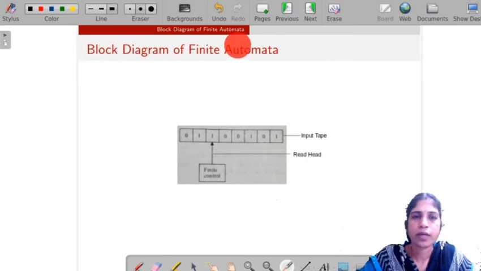Next is the block diagram of finite automata. The block diagram of finite automata consists of three parts: finite control, read head, and input tape. The input tape is divided into a number of cells. Each cell can store one alphabet symbol. So the given input string is written in the input tape. Initially the read head points to the first, leftmost cell in the input tape. After processing each symbol, it goes one cell to the right.